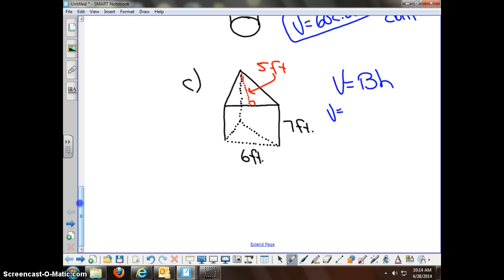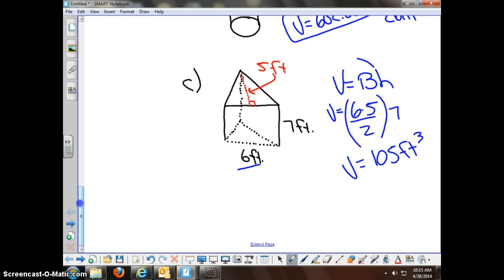For the area of the triangle, it's base times height divided by 2. So we've got the base here is 6, and it looks like they gave us a height of 5. So we've got 6 times 5 divided by 2. Yep. And what are we multiplying that by? 7. So what's your volume equal? 105 feet cubed.